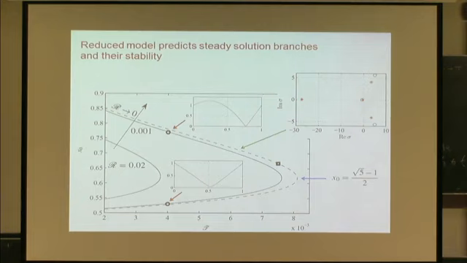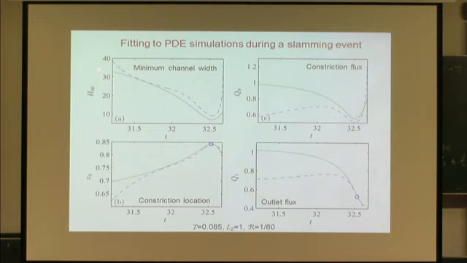However, we can go back to simulations of slamming, and we can ask how well this simple model captures the instant of a slam. Okay, so this is an example of what we see. The green curves are the constriction, for example, during a slamming event from the 1D PDE system. So this is all being put into rescaled variables. The constriction is actually very small, and it goes down and up.